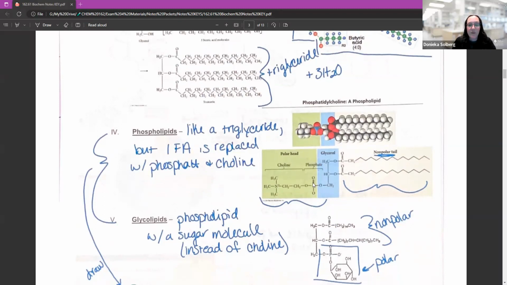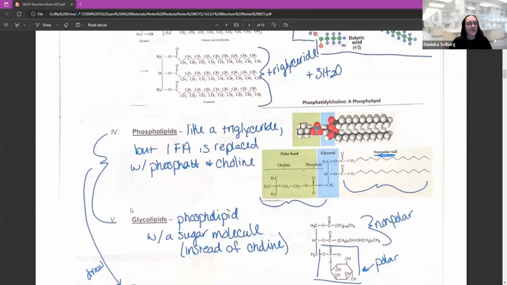This is a polar head. This is a phosphate. Phosphate is a bunch of oxygens and a phosphorus. It's a very electronegative structure. And this is a choline. So this is what we call a polar head. Instead of having 3 very nonpolar fatty acids, it has 2 nonpolar fatty acids. So this side of the molecule is very nonpolar, and then the 3rd thing that's attached is actually a very polar molecule. So this molecule is really big and has one side that has these 2 fatty acids that are nonpolar, and one side that has this head that is polar.